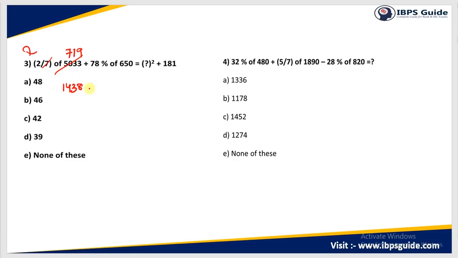So this is 1438 plus 78%. I will write it like this: 80% minus 2%. So 80% will be, 10% is 65. So 10% is 65.